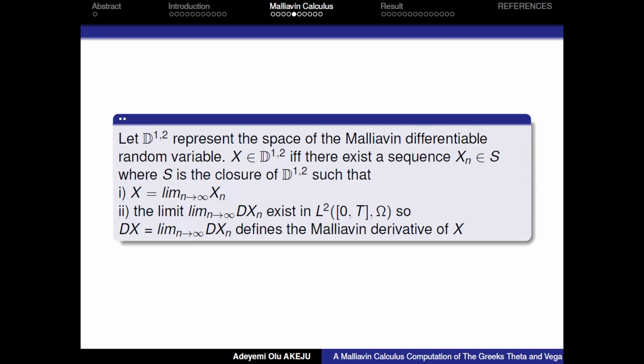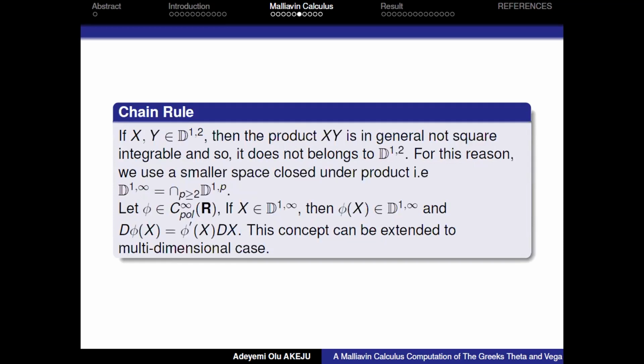And here we introduce D, which is the Malliavin derivative of the variable X. This D of Xn is a square integrable function that exists in this space. So we define DX in this form, where DX is the limit of D of Xn. This defines the Malliavin derivative of X, which we need in order for us to discuss our payoff.